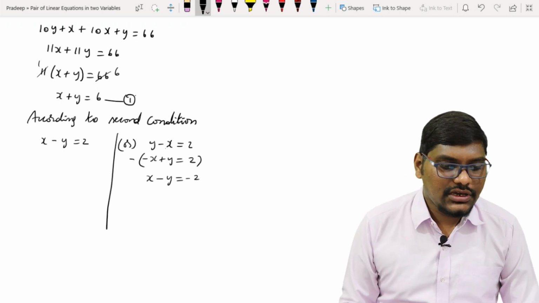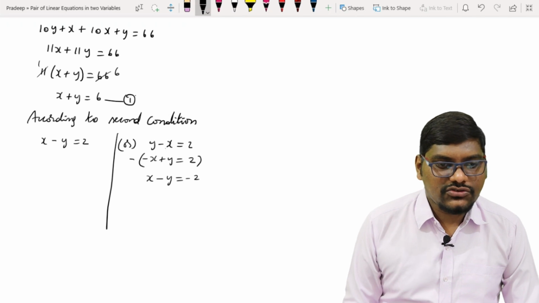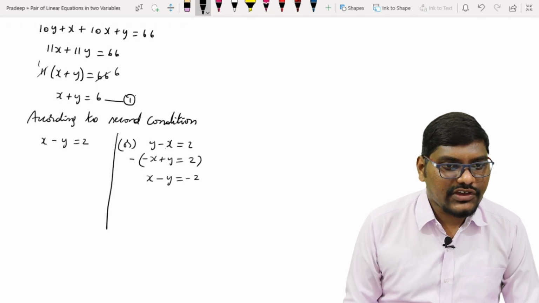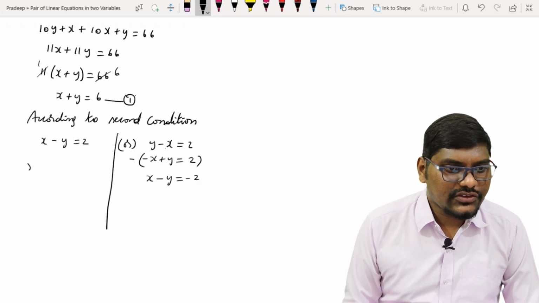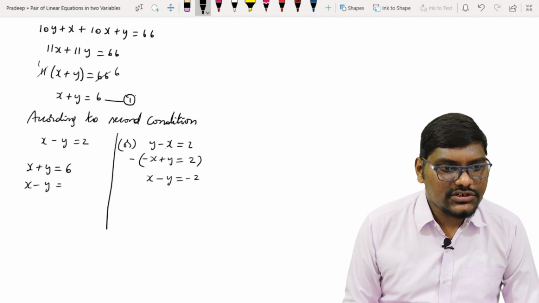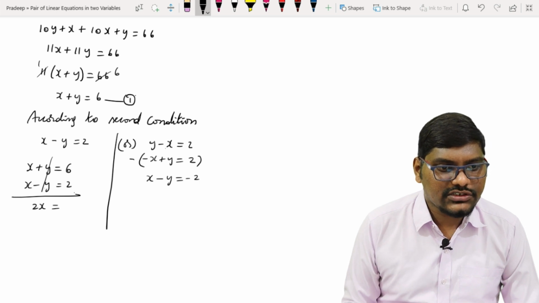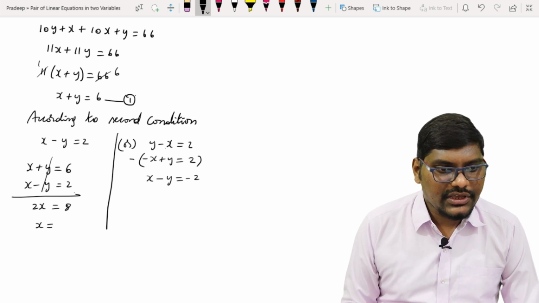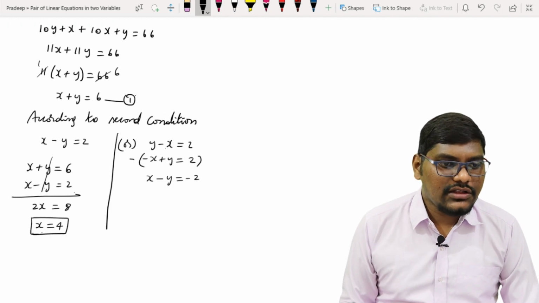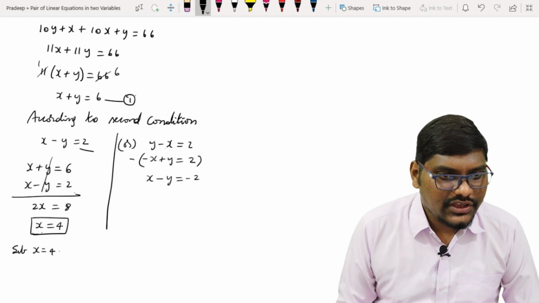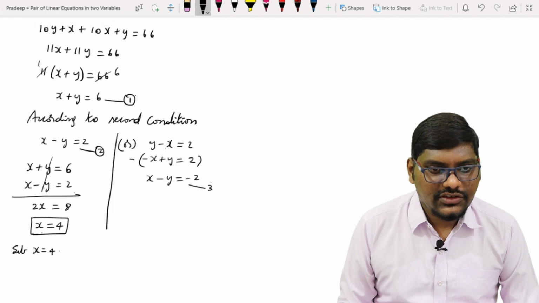Now here we are getting x minus y equal to 2, right? So we'll use the first equation with this one, and even with the other one also. So I can write x plus y equal to 6 and x minus y equal to 2. If we solve this, plus y and minus y get cancelled. This is 2x equal to 6 plus 2, that is 8, so x will be 4. Here we got x equal to 4. Let's take this as equation 2. Let's take the other as equation 3.